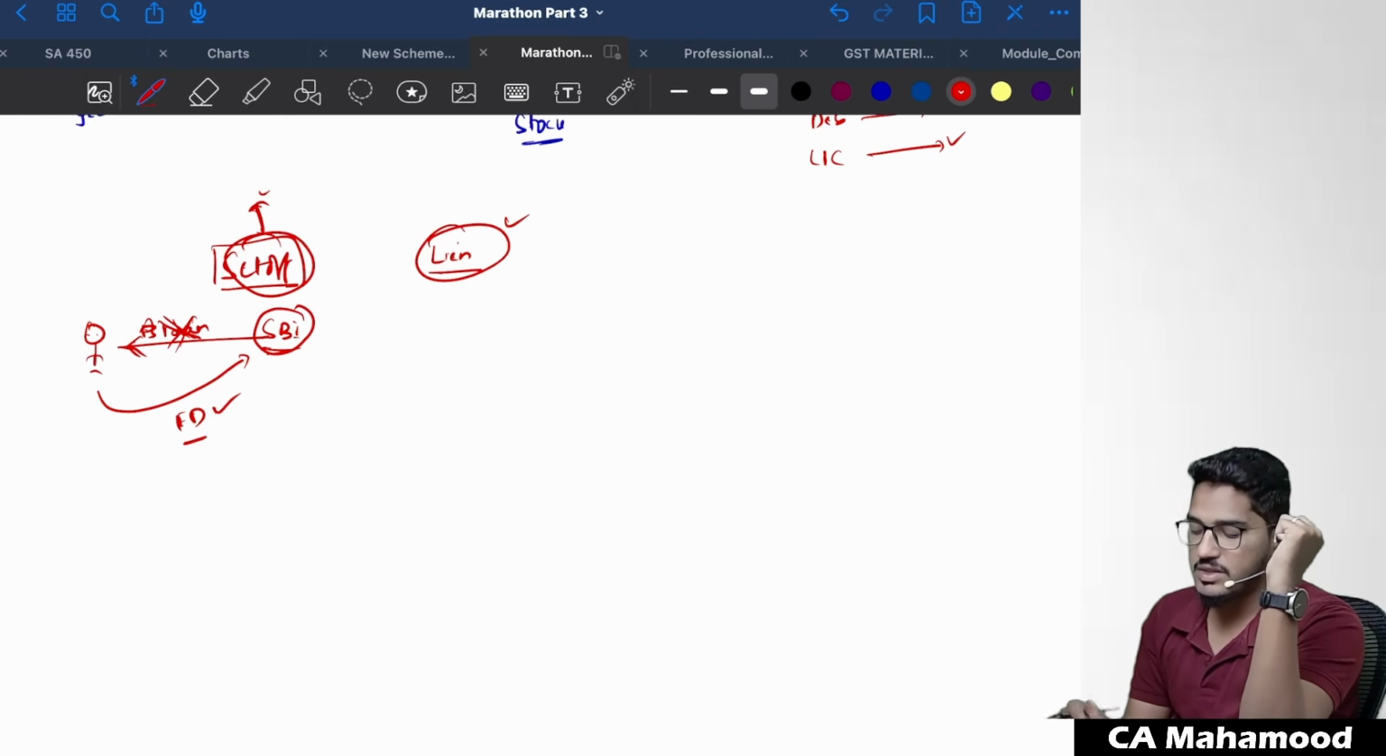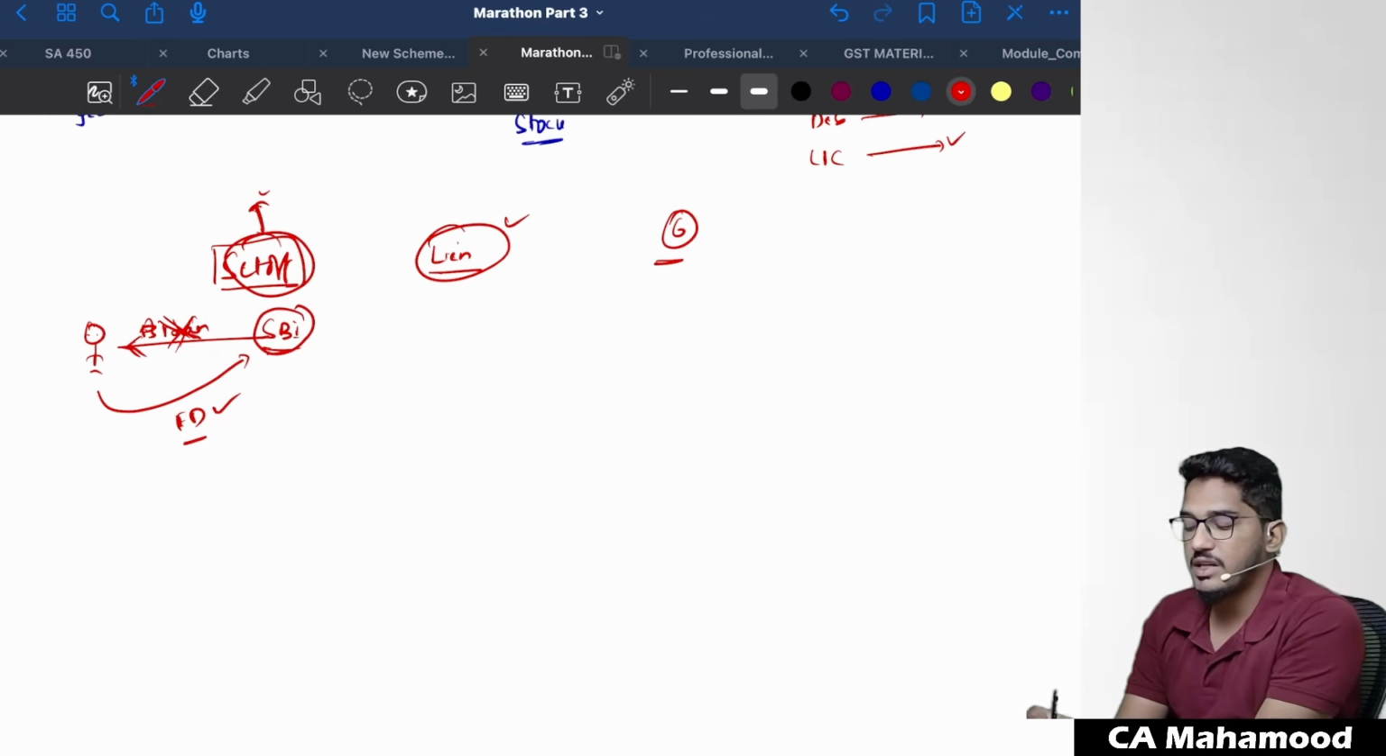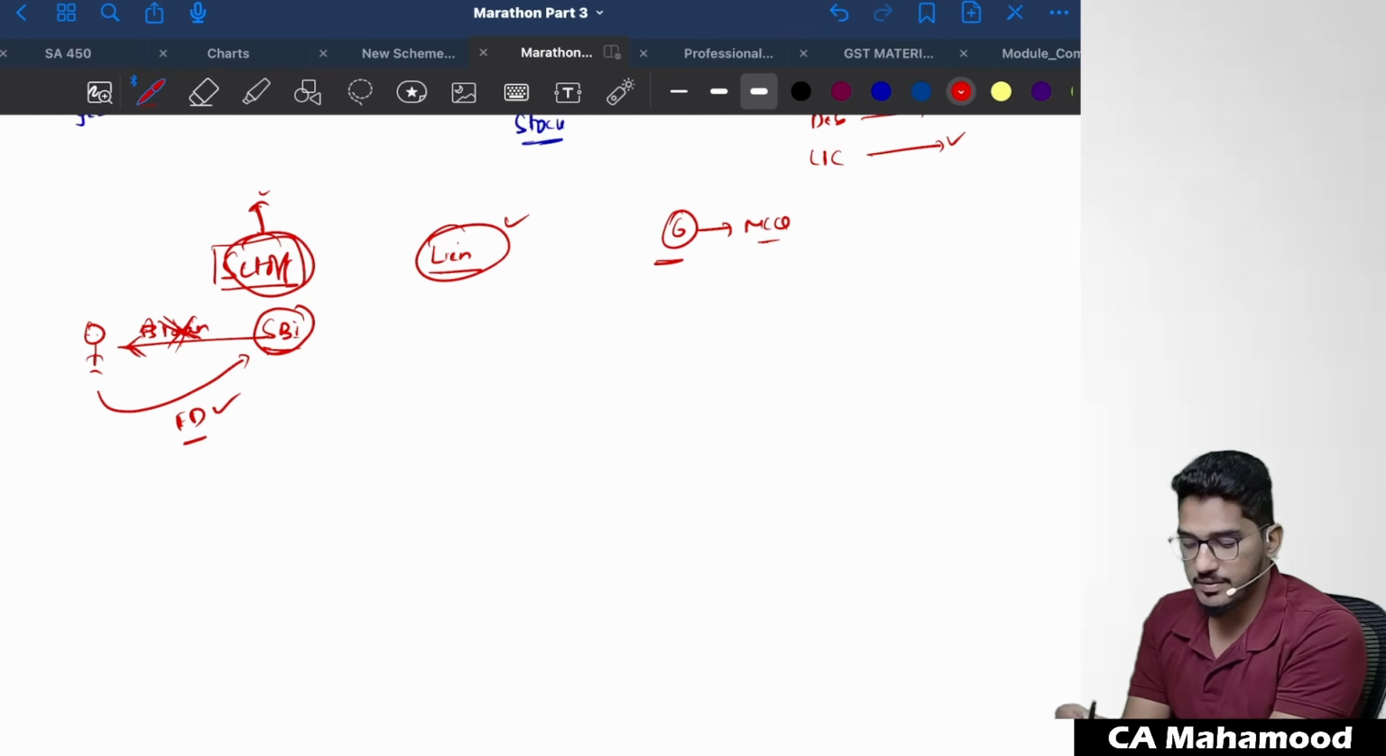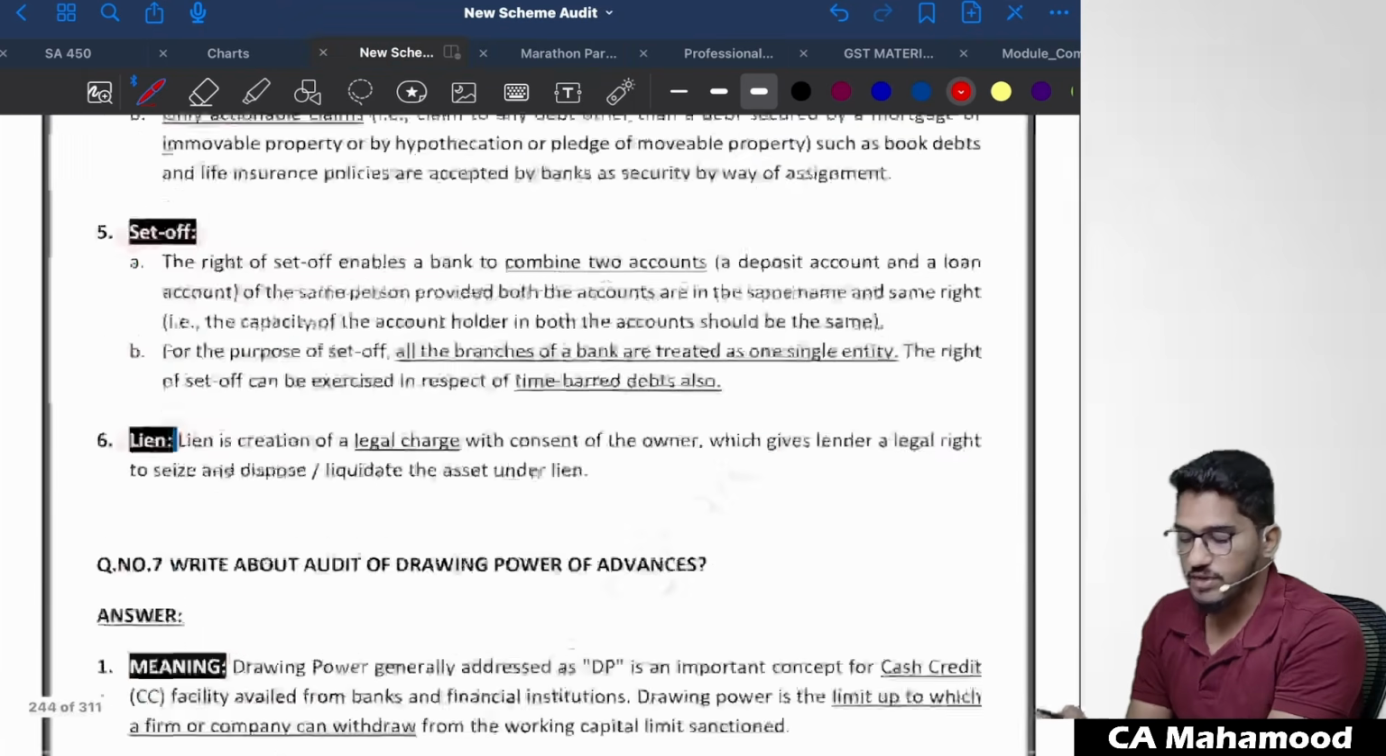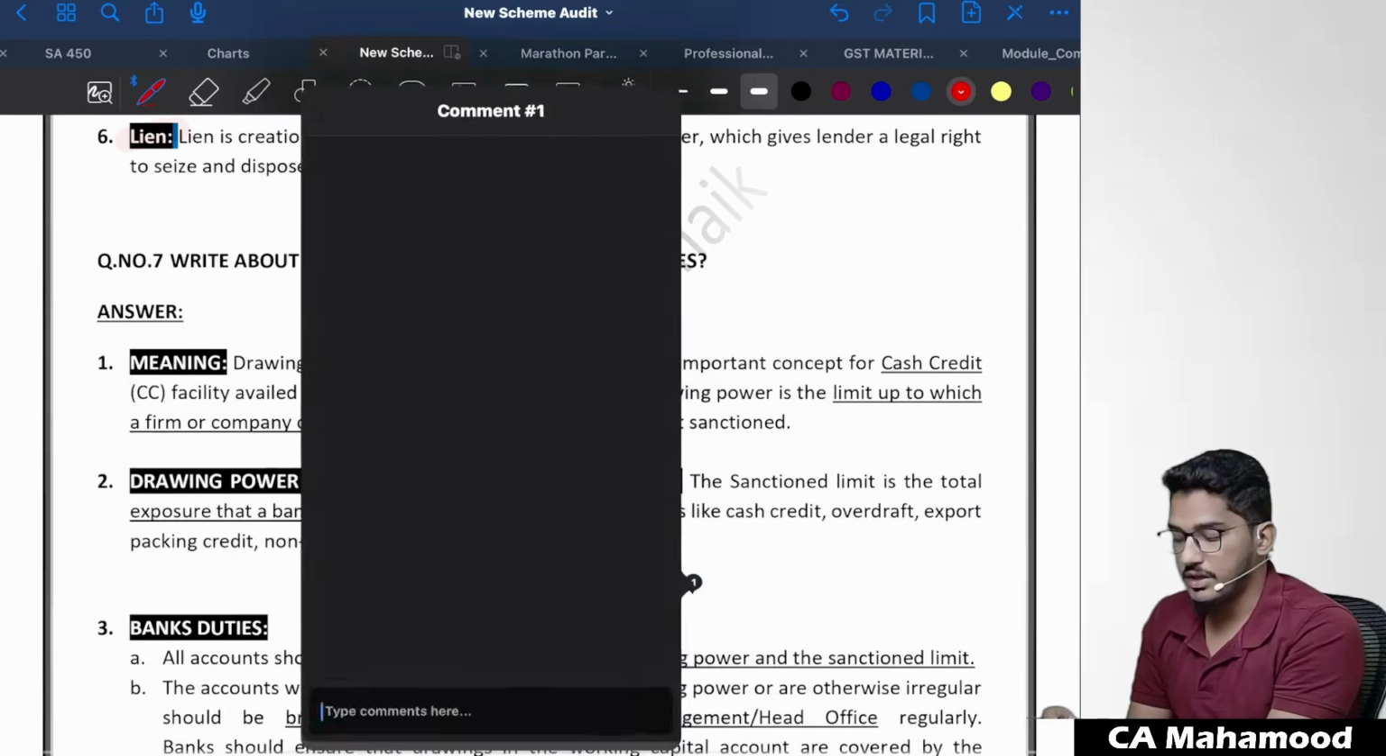Understood, everybody? So these are the 6 different modes of creation of security, very important from the examination perspective, and there are high chances the question might be tested as case scenario based MCQ from these particular concepts. Understood? Clear, everybody? So let us now proceed further. We are done with security related questions also.